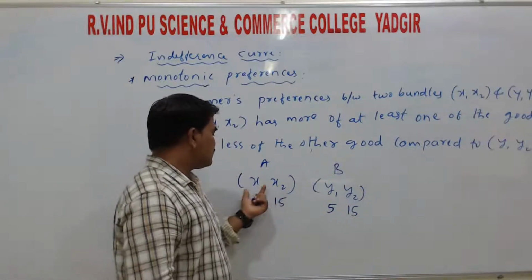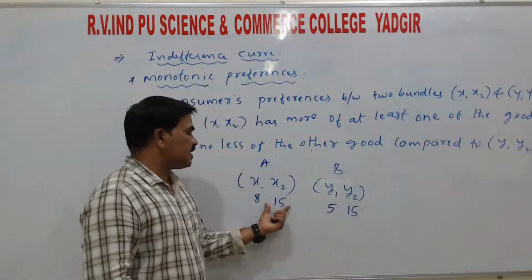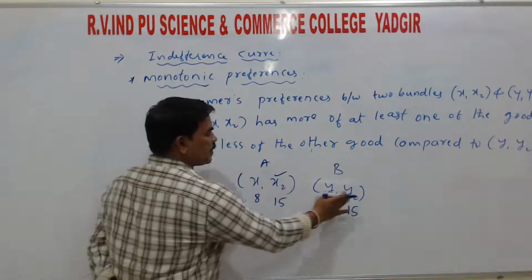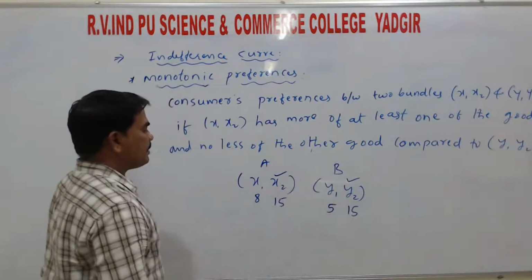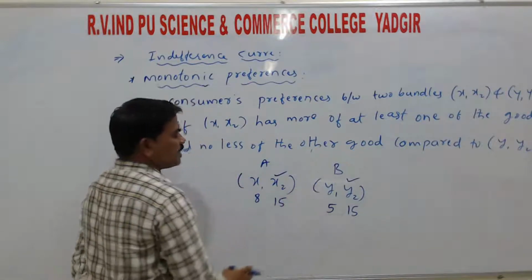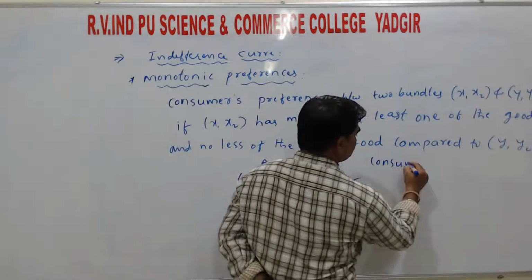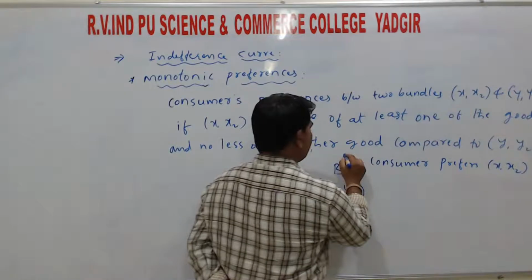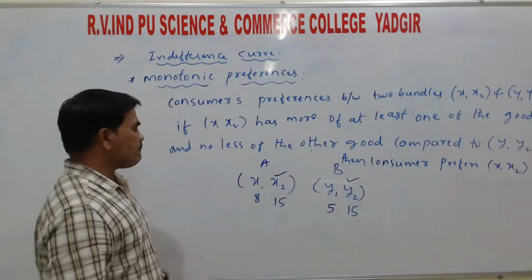Here x1 is more compared to the other bundle, and the quantity of the other good should not reduce. It is not lesser compared to this combination; we can keep both the same. If this bundle has at least one good more than the other bundle, then compared to y1 y2, the consumer prefers x1 x2, this bundle. Okay?